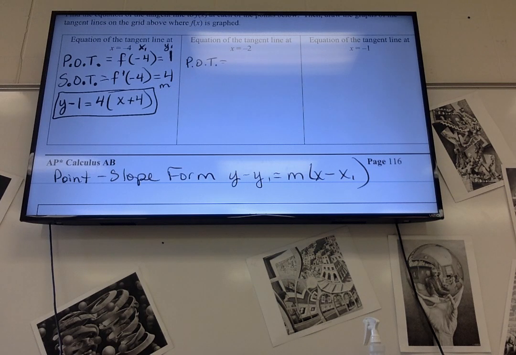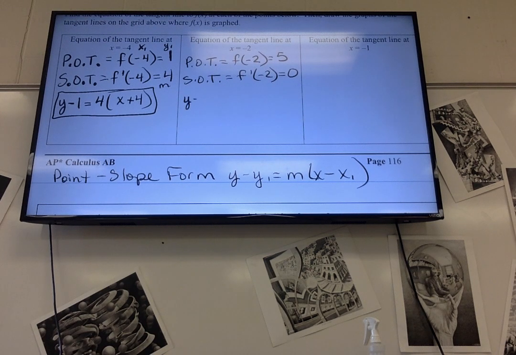So what's our point? 5. So f of -2 is 5. And our slope? 0. Yeah, f prime of -2 is 0 because that was the slope of that line. So the equation of our tangent line is y minus 5 equals m, 0, times x minus -2, so plus 2. Leave it alone. I forgot it's negative. I just put 2.